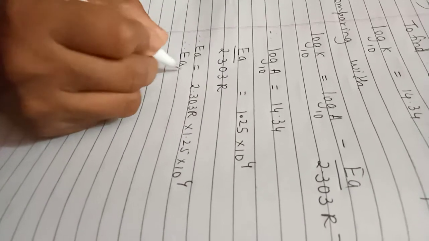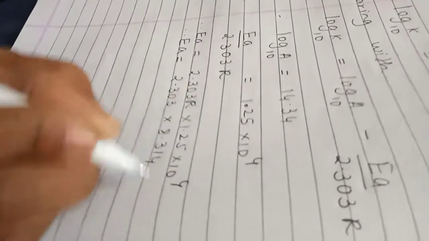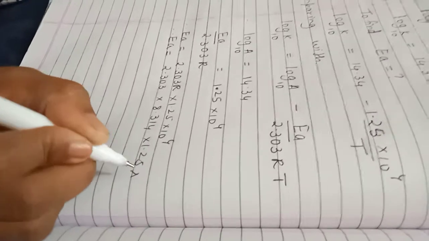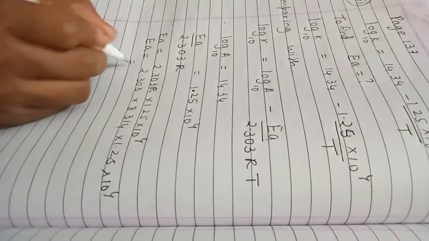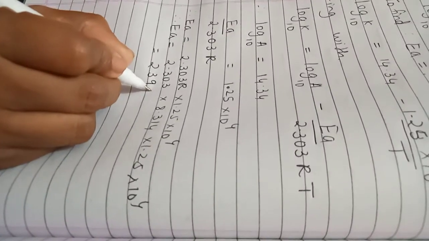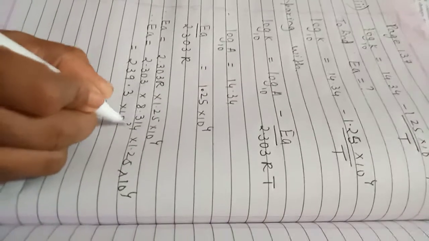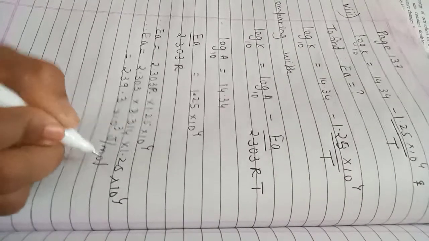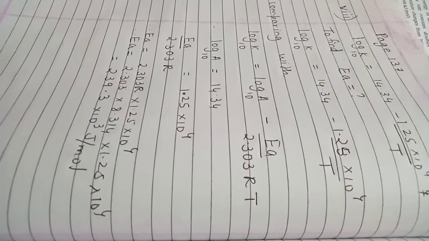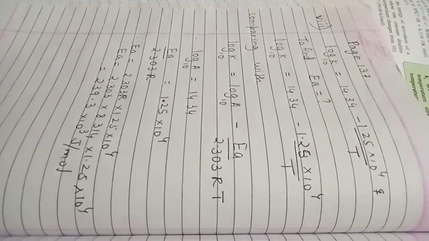Therefore, EA is equal to 2.303, R is 8.314 joule, 1.25 into 10 raised to 4, and when you solve, you get the answer exactly as 239.3 kilojoule. Don't worry at all. 239.3 kilojoule. Yes, it is the exact answer. Are you okay? Next, the answer is correct. Don't worry.